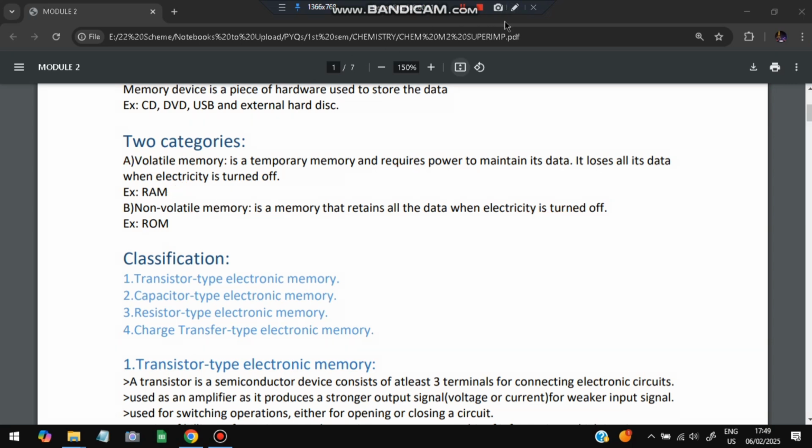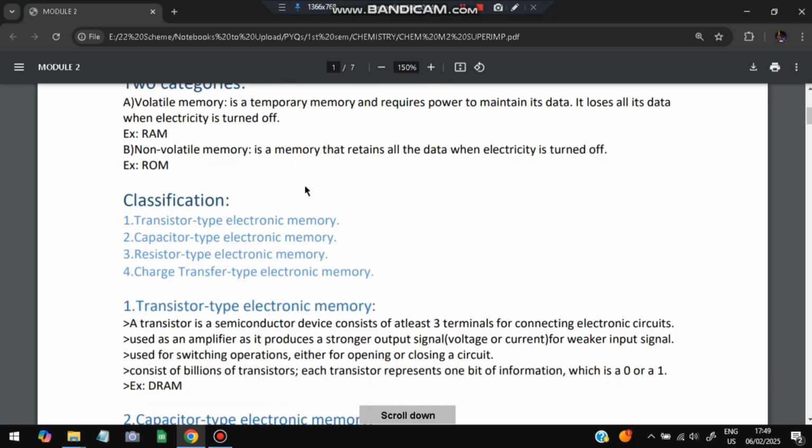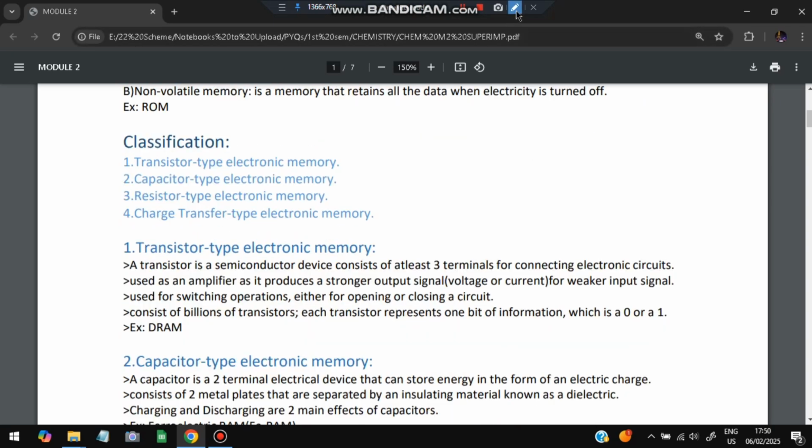Okay, so these two are the different types of memories, and the classification includes four types: the transistor type memory, the capacitor type, the resistor type and the charge transfer type memories. So you have to write the four classifications.